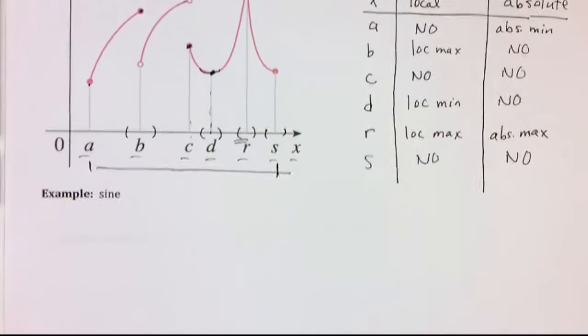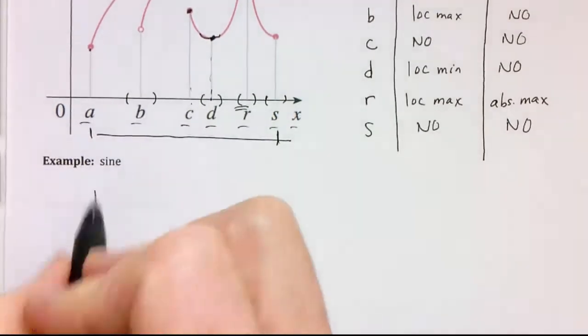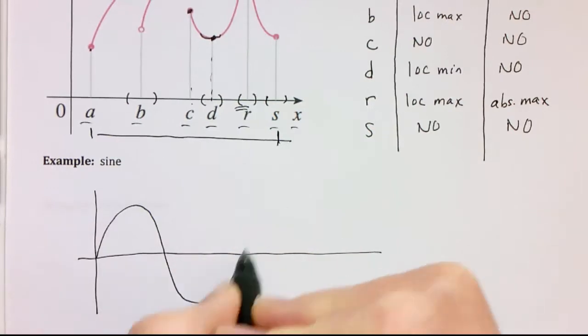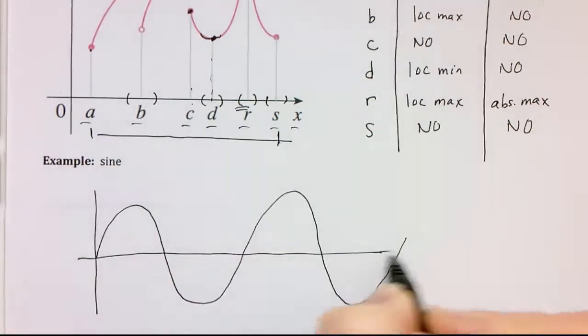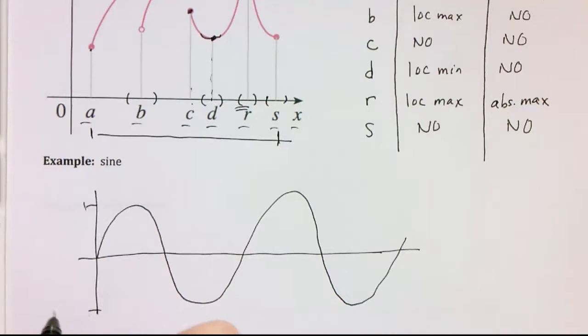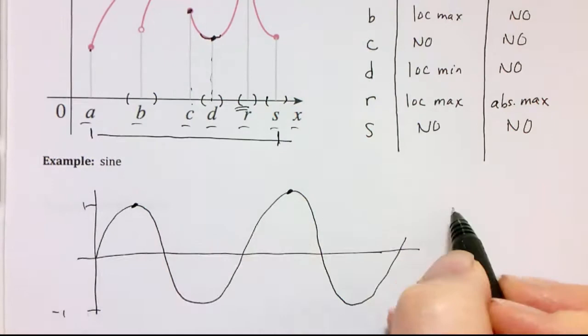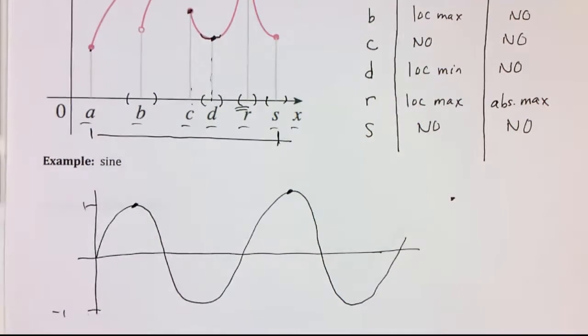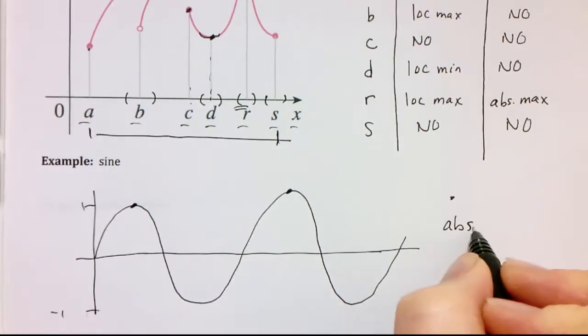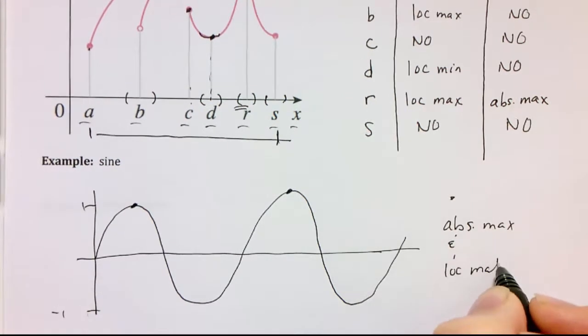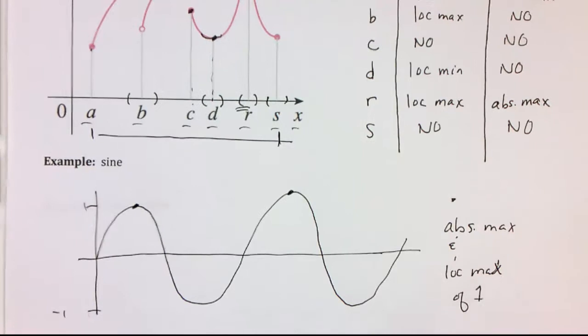We already looked at sine a little bit. I just want to revisit it a second here. This is the absolute max. This is the absolute max. There's another absolute max out here, and so on. Every one of these absolute maxima also corresponds to a local max. So we have an absolute max and a local max of 1. That's the maximum value.